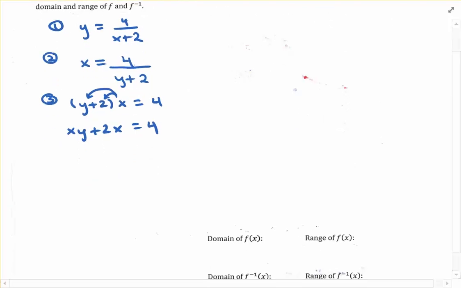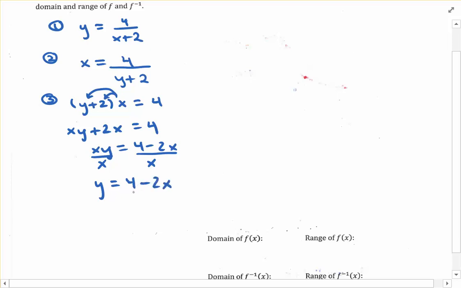And we want to isolate y, so what we'll do then is go ahead and subtract 2x from both sides to get xy equals 4 minus 2x. And then, one step away, we'll go ahead and divide both sides by x. So we have y equals 4 minus 2x all over x. Now, of course, you can simplify this as 4 over x minus 2, but I would prefer it as a single rational expression.